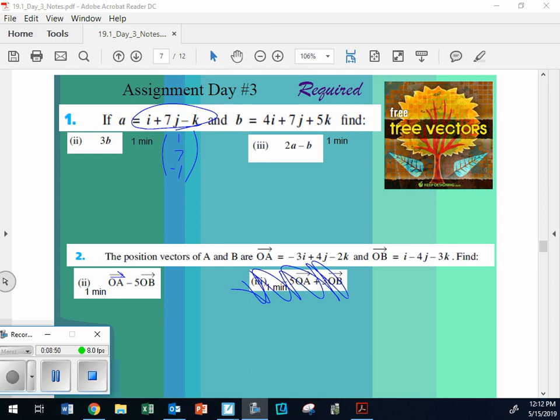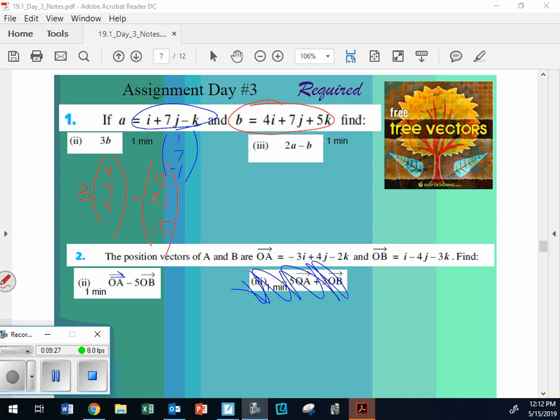Everybody should be here. Looking at the first one, why did I write the blue writing there? I just wanted to show you that i plus 7j minus k is the same thing as 1, 7, negative 1. So if they want me to do 3b, that means I grab this one and write it as 4, 7, 5, but then 3 of it, just like that. So don't overthink these. These are not that rough. You're going to multiply those together. And what is the answer? Well, the answer is going to be 12, 21, 15.